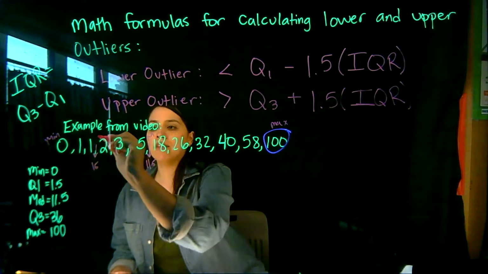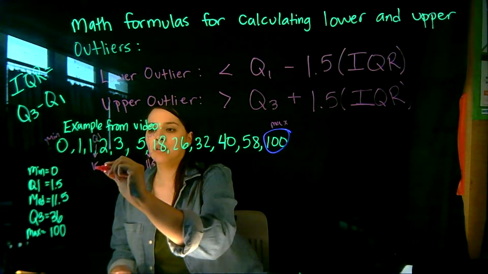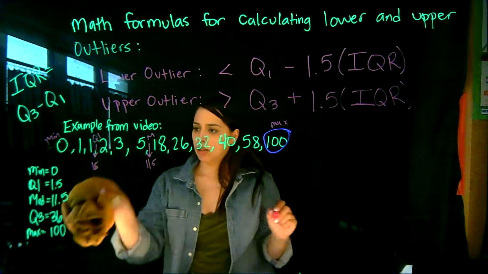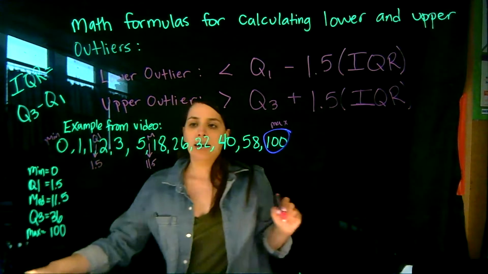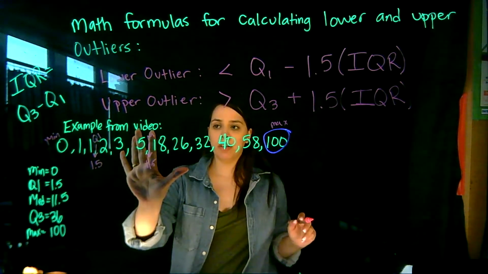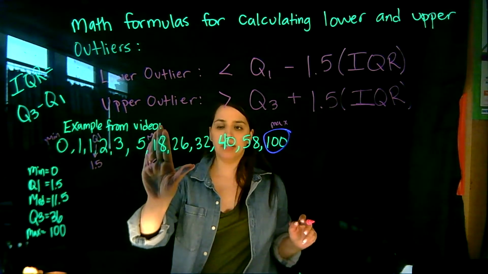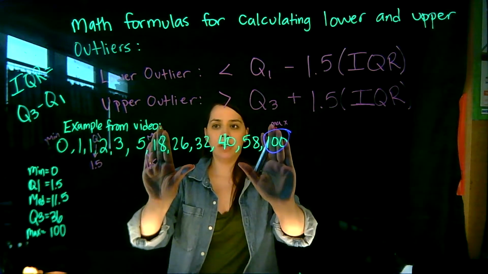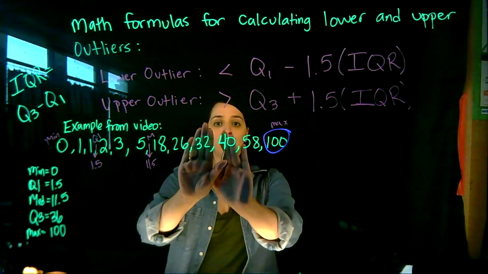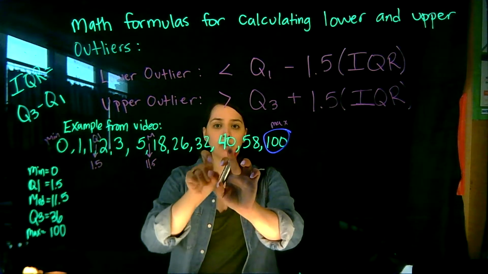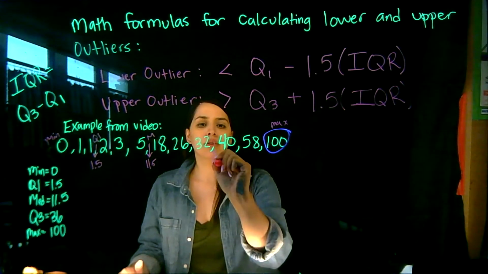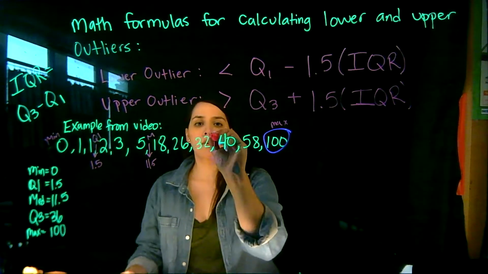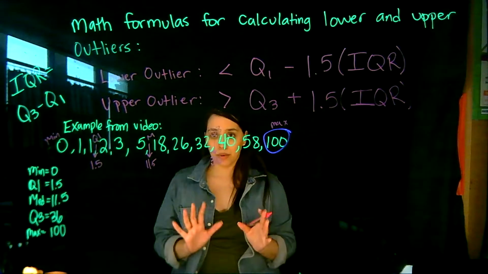So 1.5 is my quartile 1, or my Q1. Let me rewrite that. And then same thing over here, you don't use the median, you start with the number right next to it. So 18 and 100, 26 and 58, 32 and 40 are in the center. 32 plus 40 is 72. 72 divided by 2 is 36, which we have here for our quartile 3.